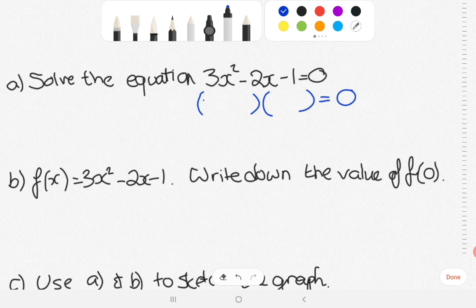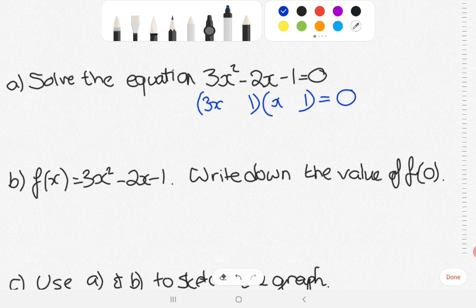3x squared: the only two things that multiply together to give you 3x squared are 3x and x. So the start of our brackets is very straightforward, although it looks like a more complicated trinomial. The two numbers at the end of the brackets are going to have to multiply to give me minus 1. So it has to be 1 and 1, because those are the only numbers that multiply to give me 1. And one's going to be a plus and one's going to be a minus.